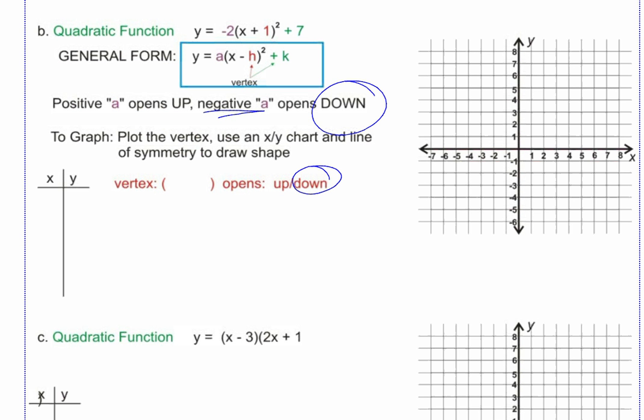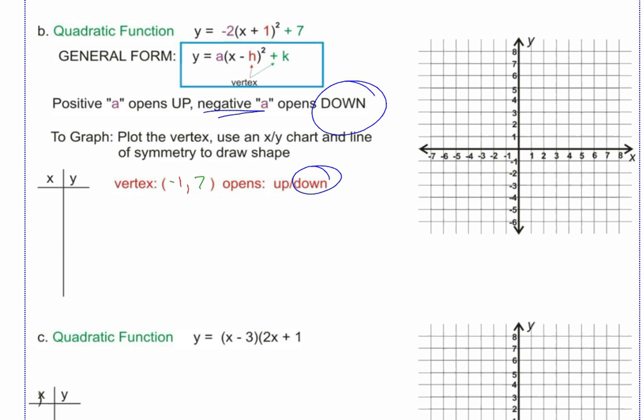So, Antonio, what's the vertex of this b function? 1, 7. How many agree with Antonio? The vertex is 1, 7. Okay? Who has something else? Connor, what do you have? How many agree with Connor? Negative 1, 7. Antonio, do you want to agree with Connor?